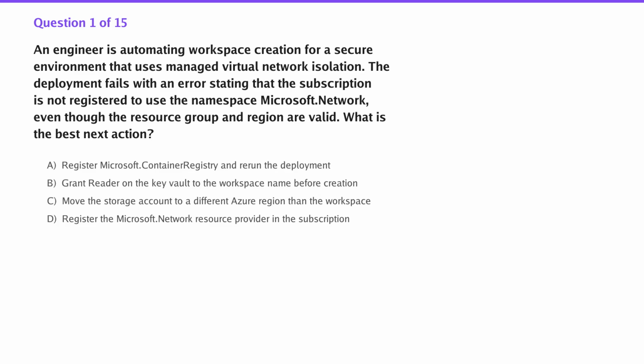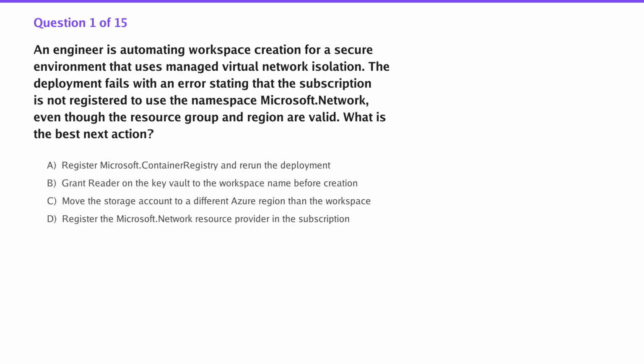An engineer is automating workspace creation for a secure environment that uses managed virtual network isolation. The deployment fails with an error stating that the subscription is not registered to use the namespace Microsoft.Network, even though the resource group and region are valid. What is the best next action?